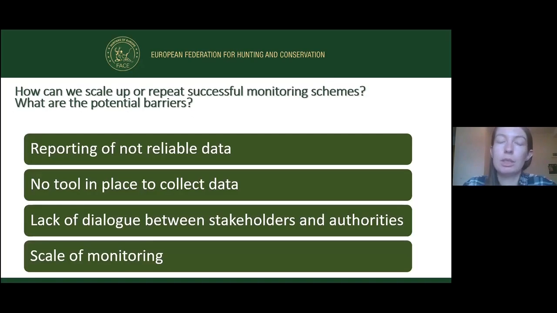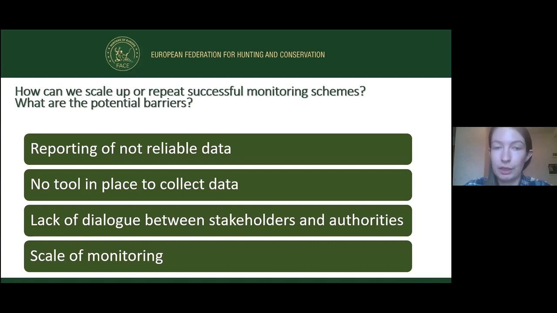So what can we do, or how can we replicate monitoring schemes that work well with stakeholders in other countries? And what could be the potential limitations to successfully involving stakeholders in the monitoring schemes? And I think we heard many of those points already, but of course, the reporting of unreliable or not credible data is a problem.